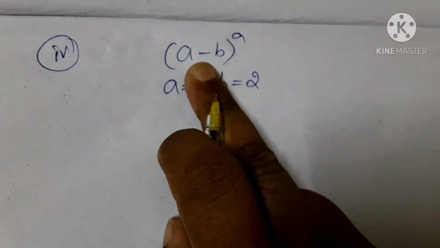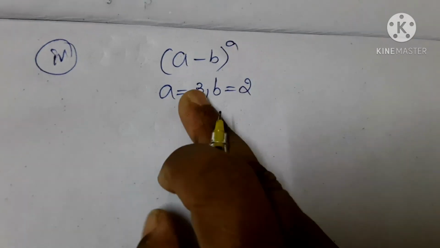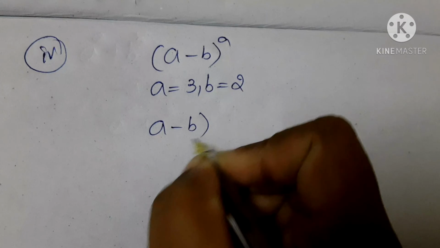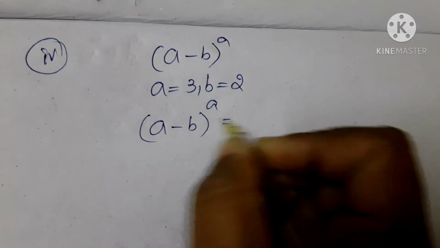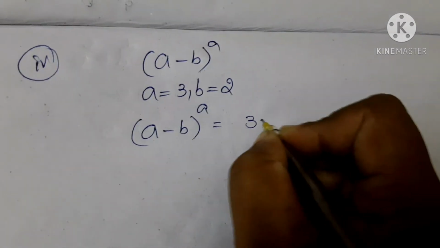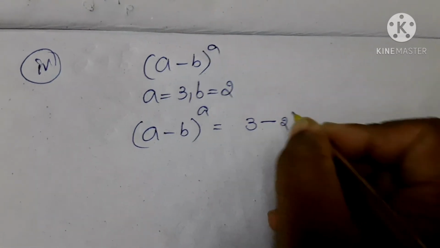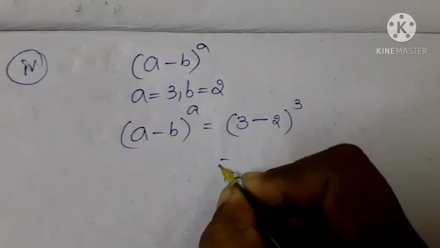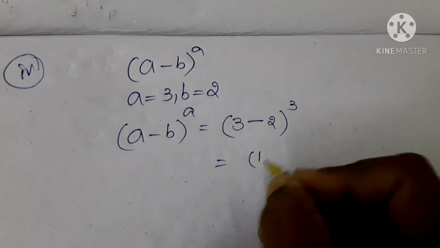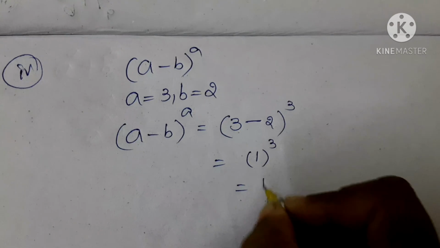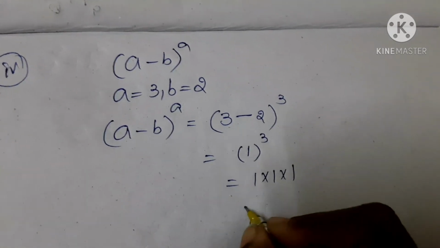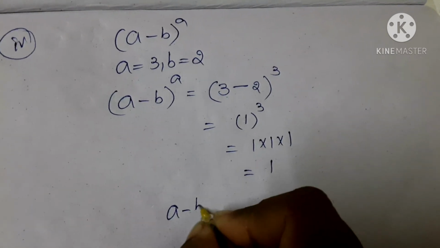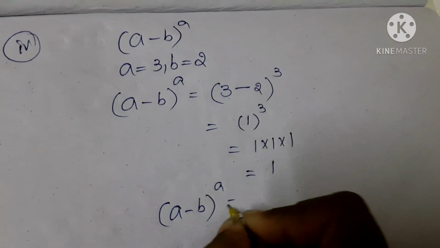So fourth one, a minus b whole power a. Substitute a equals 3, b equals 2. a minus b whole power a equals 3 minus 2, whole power 3. Now 3 minus 2 is how much? 1. 1 whole power 3. 1 is repeated 3 times, so 1 one is 1, 1 one is 1. So a minus b whole power a equals 1.